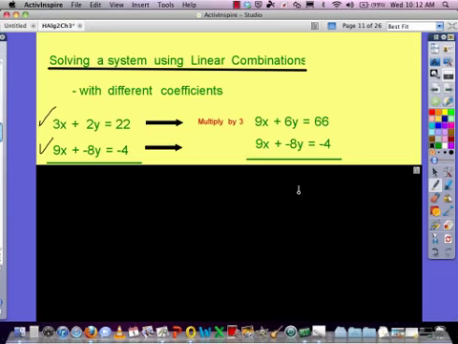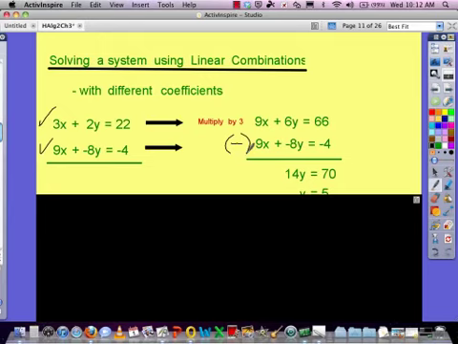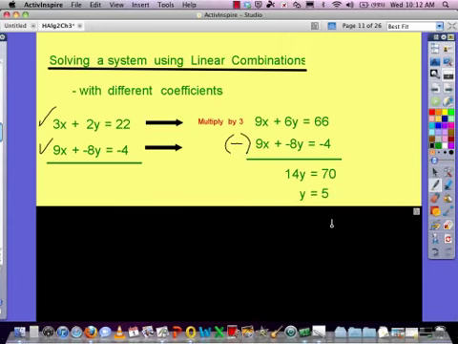So if we did this, multiply by 3 in the top equation, 9x plus 6y equals 66. That leaves our second equation unchanged. We could now say, to get rid of the x's, I will subtract. And in subtracting, remember you're subtracting everything. So 9x, take away 9x, 0. 6y minus a negative 8y is 14y. 66 minus a negative 4 is 70. Divide by 14 on both sides, y equals 5.